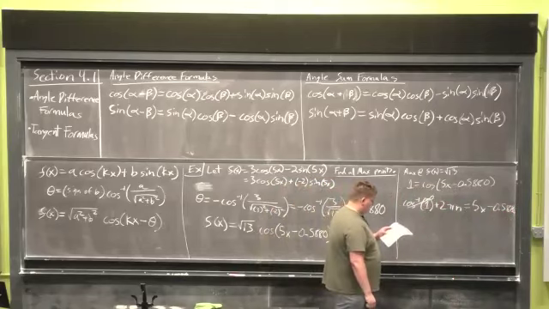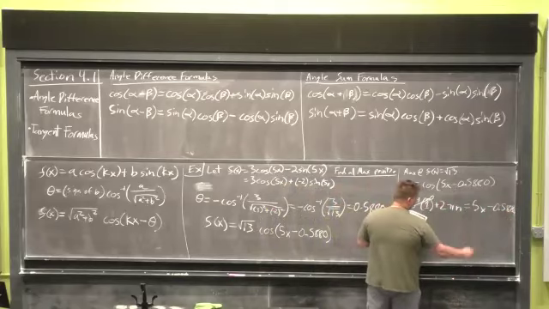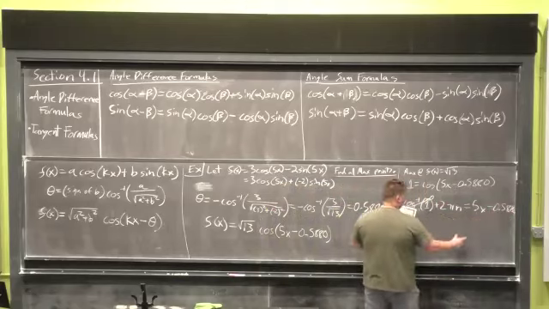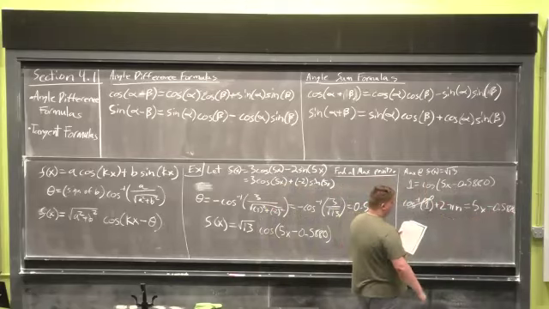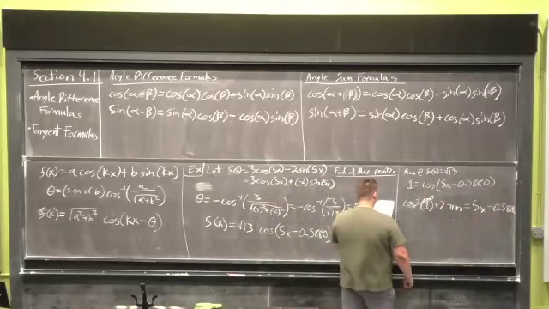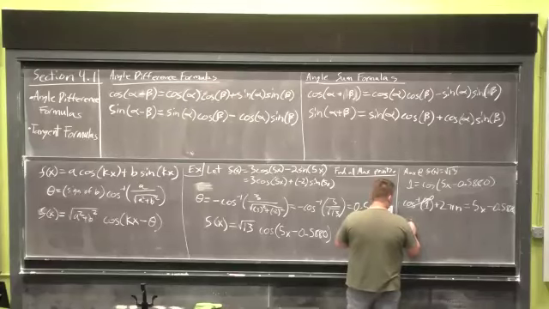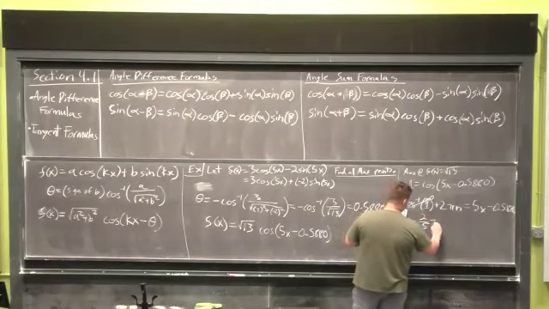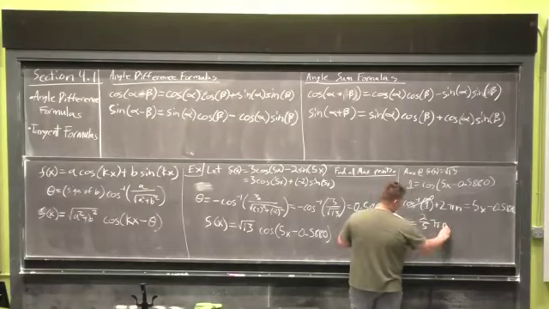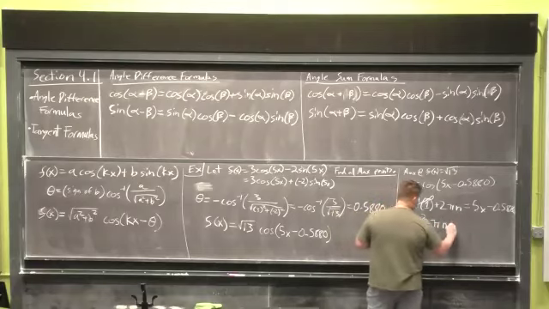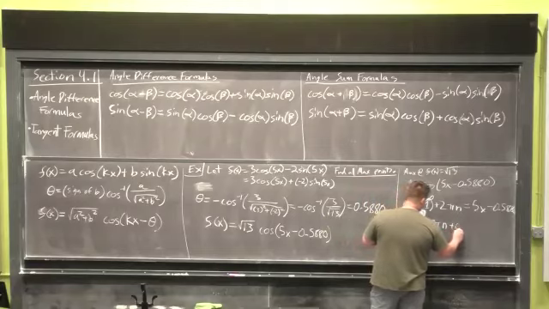So we want to solve for x here. We're going to add this 0.588 to the other side and divide by 5. So we get x is equal to 2/5 pi n plus 0.1176.